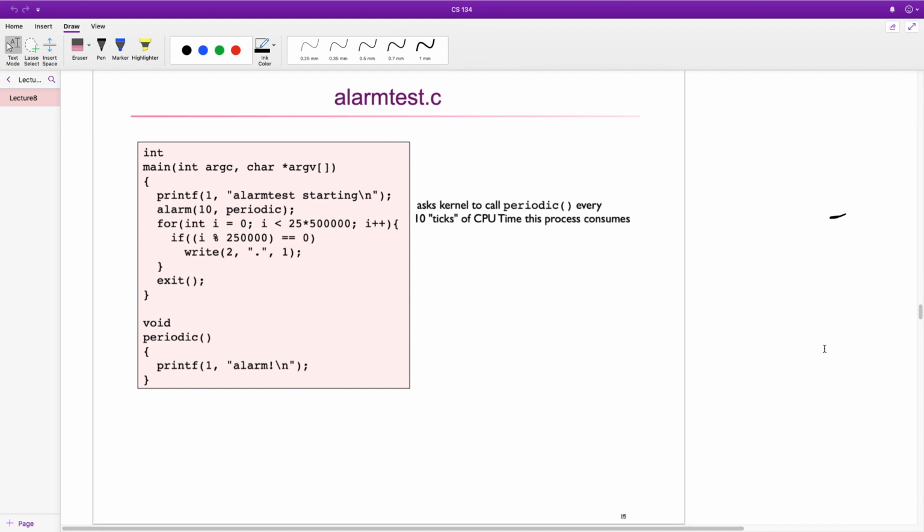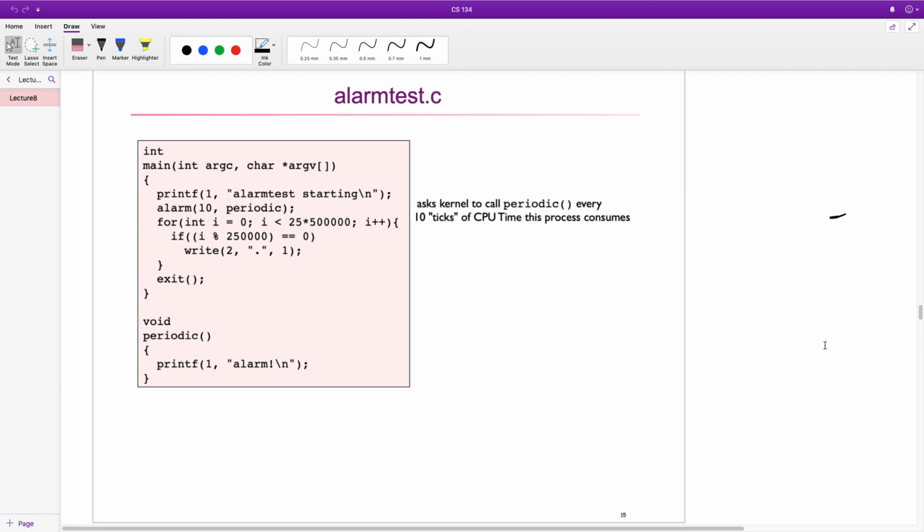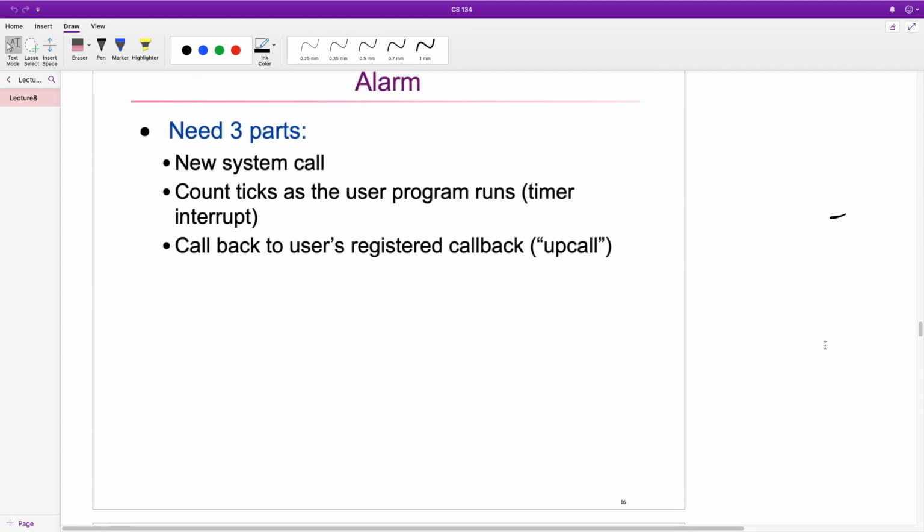We have to deal with interrupts and system calls. So we got this alarm test. This is what was given out. We want to call this routine, periodic, every 10 ticks. And so we should have interleaved writing these dots and writing alarm. Your job was to implement the alarm.